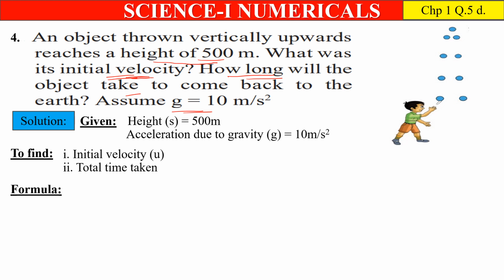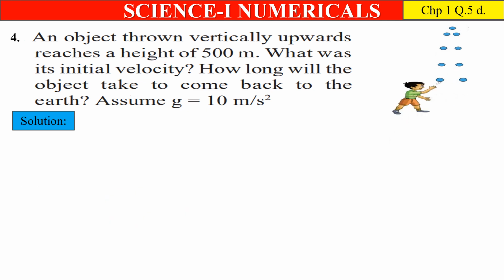Now formula we'll be checking out. So first formula is v square is equal to u square plus 2as. V is your final velocity, u is your initial velocity, a is your acceleration, and s is displacement. And second formula is s is equal to ut plus half at square. S is displacement, u is initial velocity, t is time, a is acceleration. Now we'll be checking out its calculation.